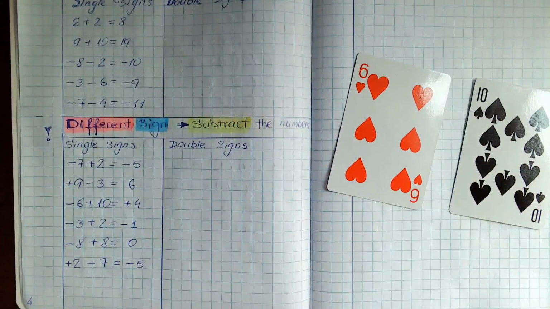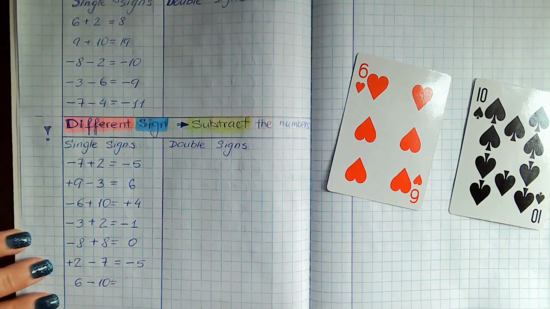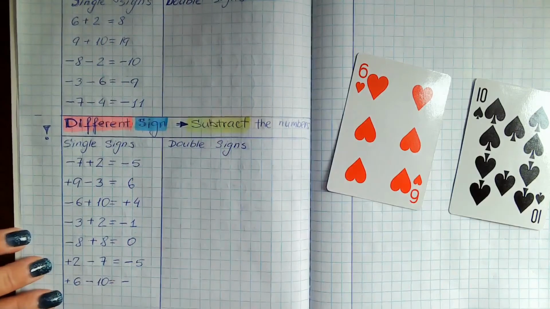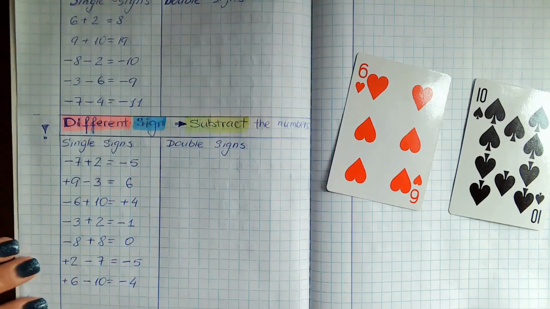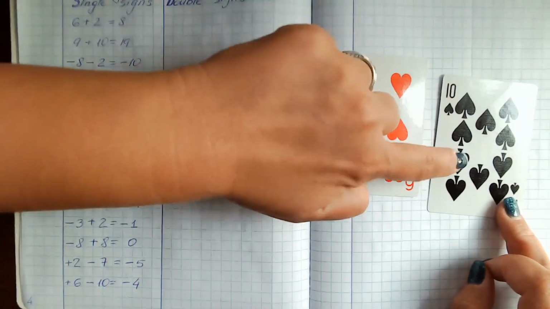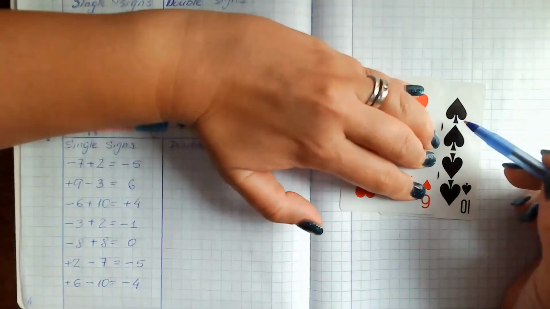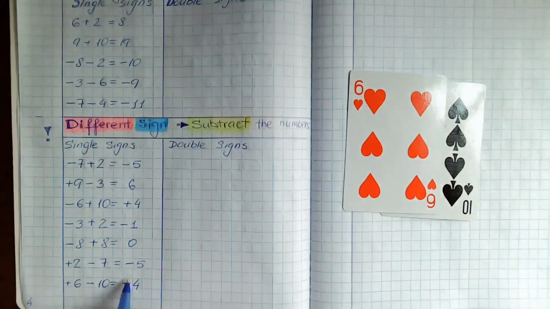How about 6 minus 10? 6 is positive, 10 is negative. 10 is bigger and it has a minus. Different, subtract. 10 minus 6 is 4. Different sign, subtract. The answer gets the sign of the bigger number. Let's see that happen. 6, we cancel 6 spades from here. And what's left is your answer right here. 4 spades, 4 black, 4 negative. Negative 4.